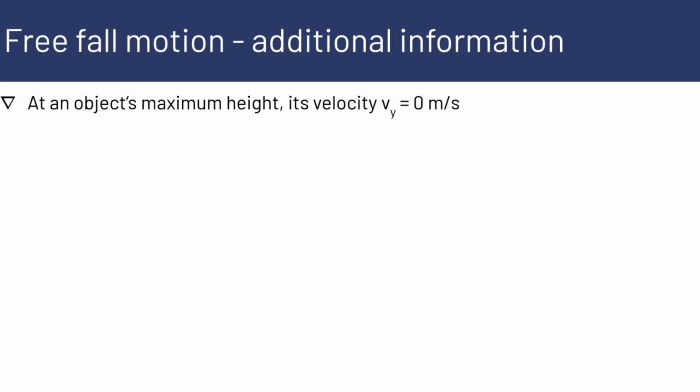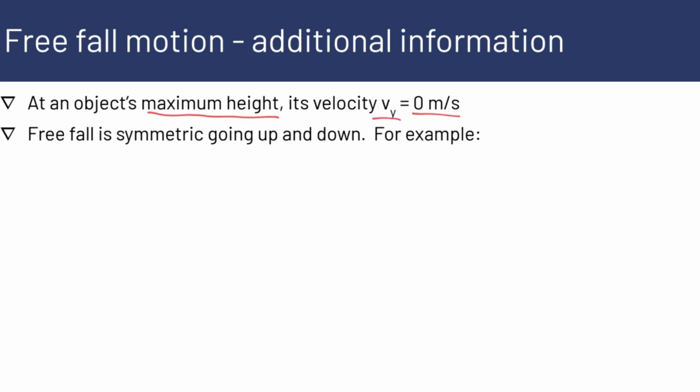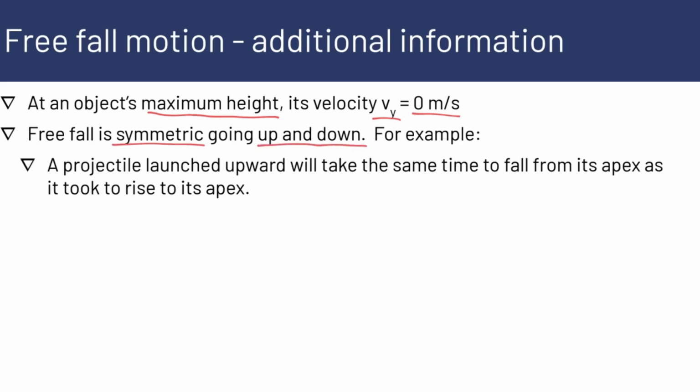All right, let's look at a little bit of additional information about free fall motion. At an object's maximum height, its velocity in the y direction is equal to 0 meters per second. Free fall is symmetric, going up and down. For example, a projectile launched upward will take the same time to fall from its apex as it took to rise to its apex.